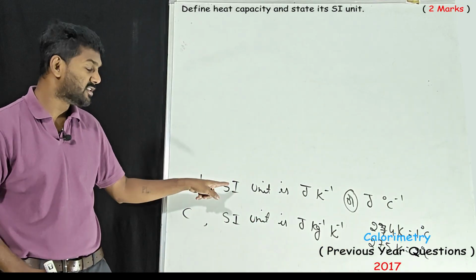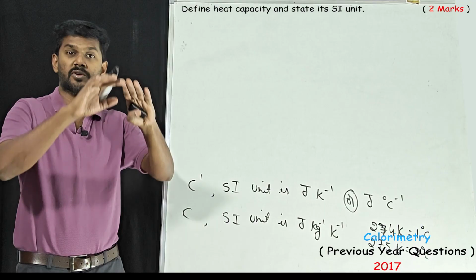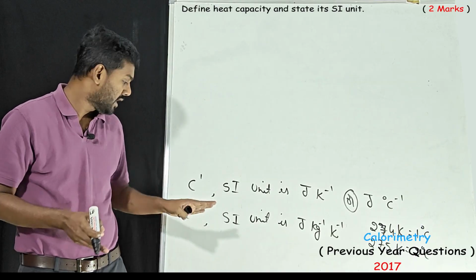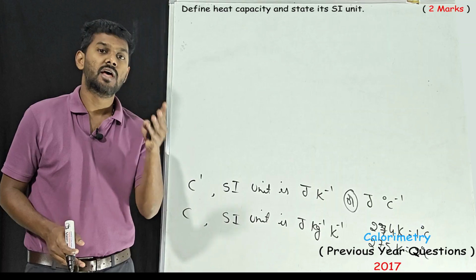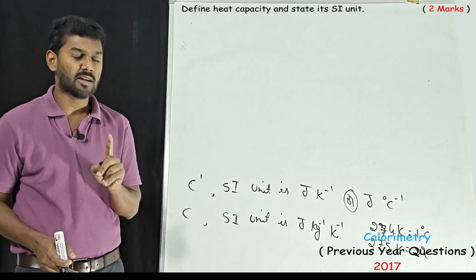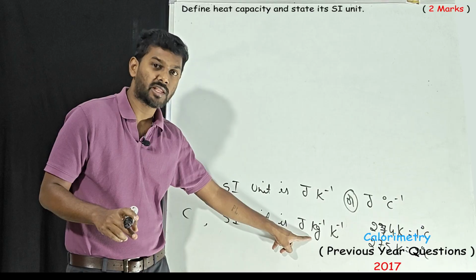So what is the difference between specific heat capacity and heat capacity? Heat capacity is for the complete mass of an object. Specific heat capacity is for unit mass. Unit mass is nothing but 1 kg. So this kg is the SI unit, right? That's why I'm writing kg.